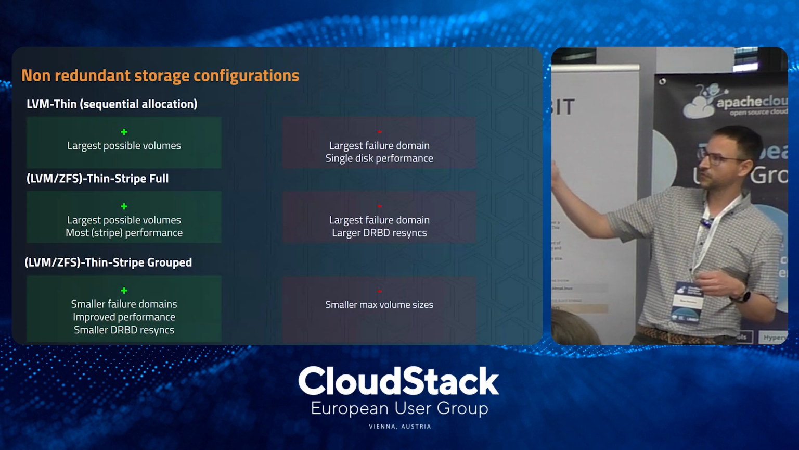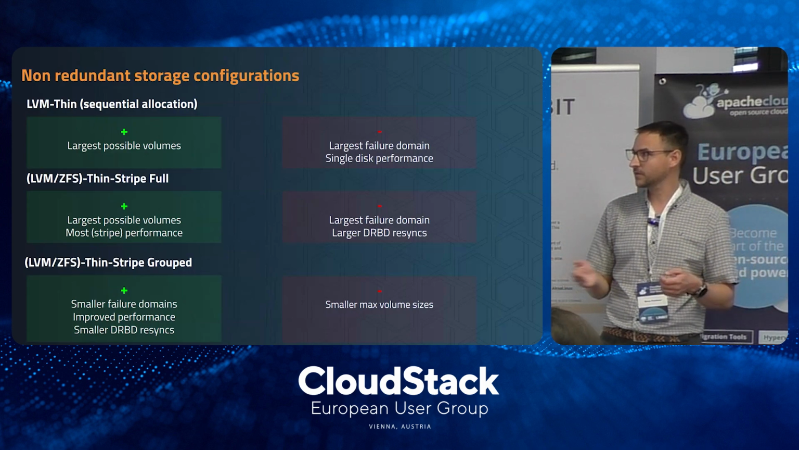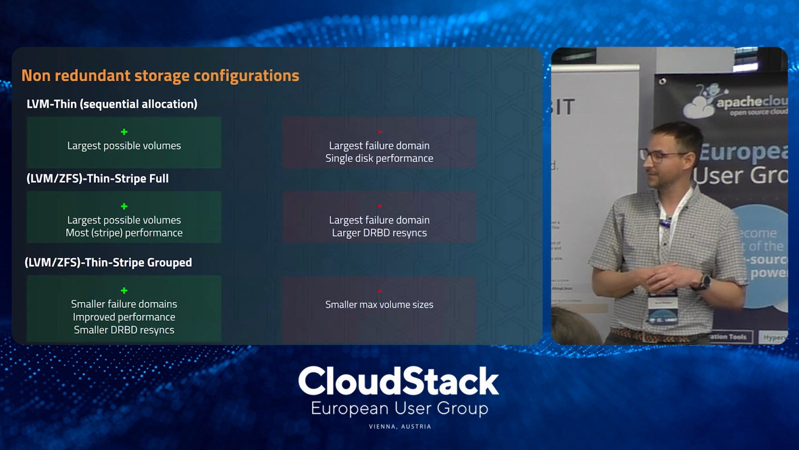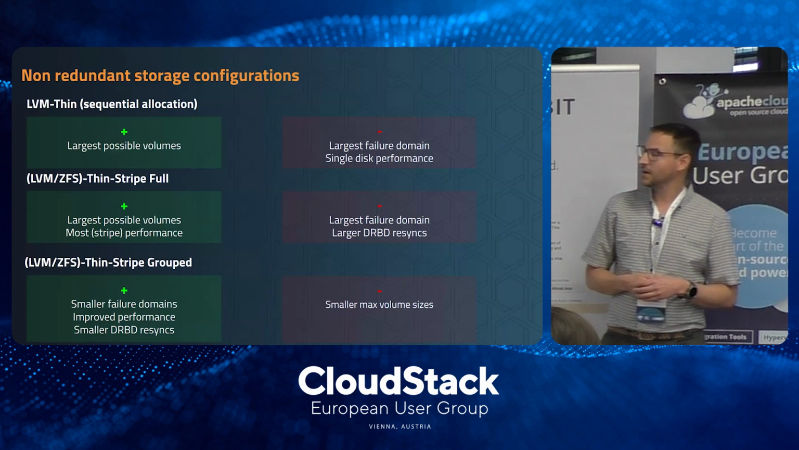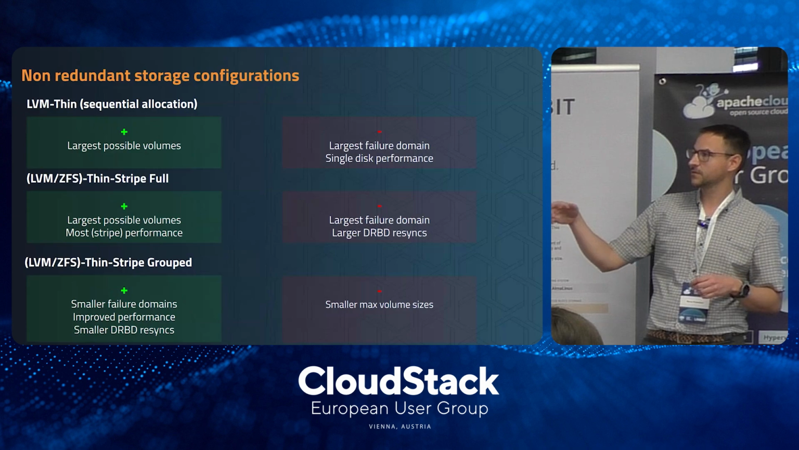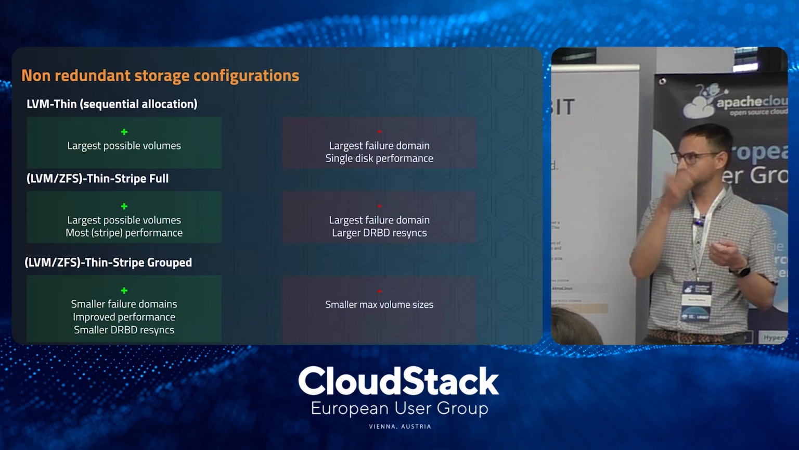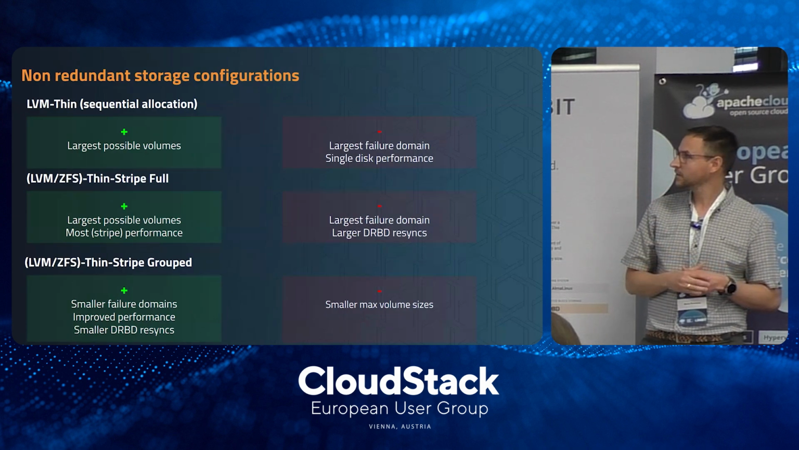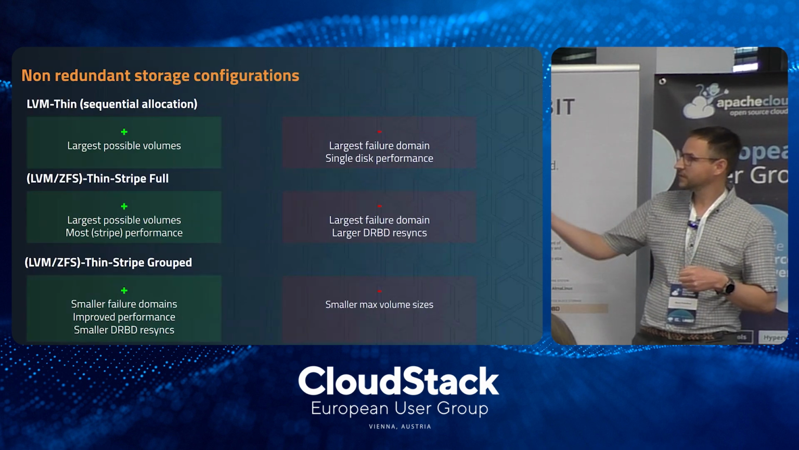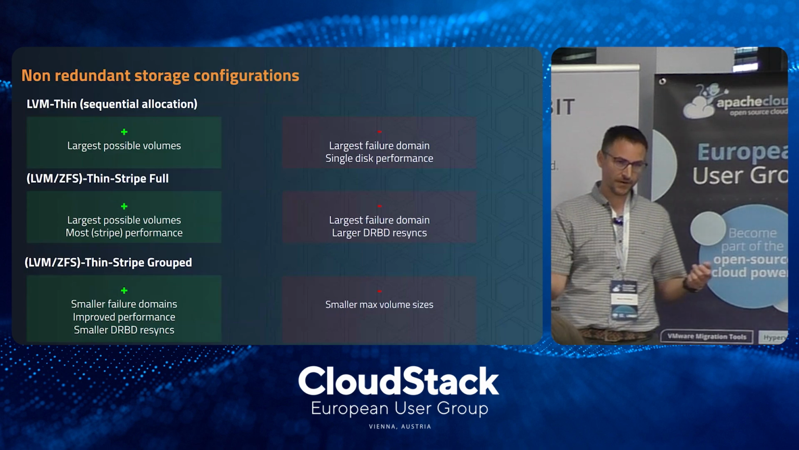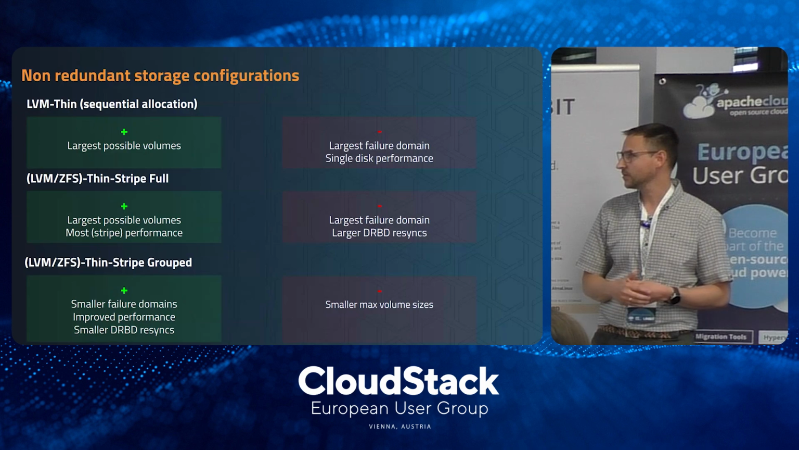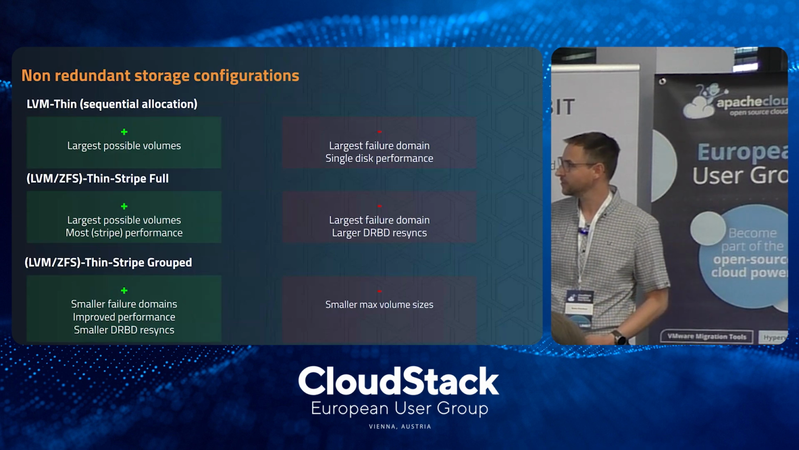So you could do the full. If you have 5 drives and do a stripe above all 5 drives, you still have the largest possible volumes. Then you have the most performance because it will stripe above all. And it's also the largest failure domain because if one drive fails, the whole pool is broken again, and you have to resync all the data, like larger DRBD resyncs.